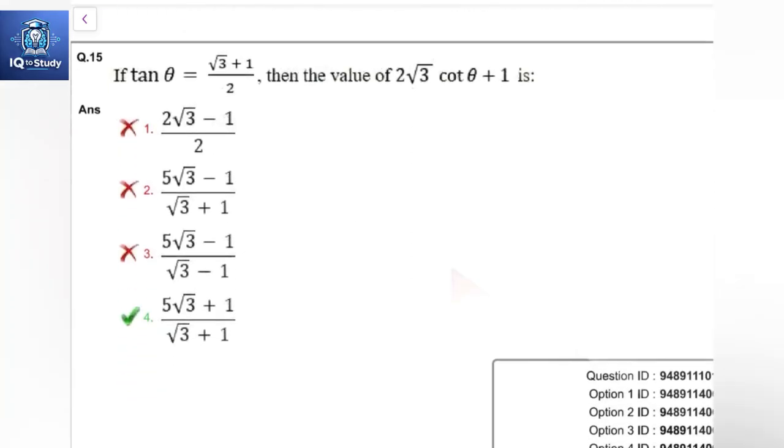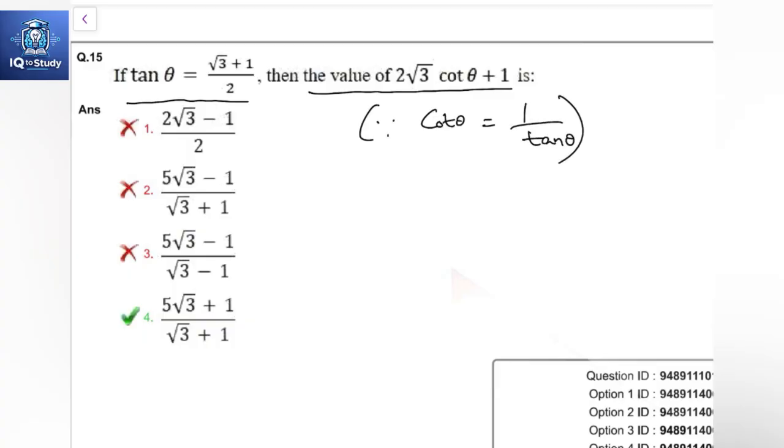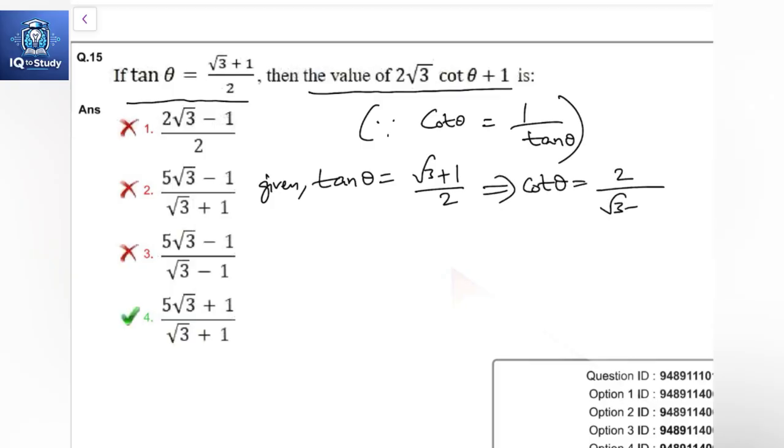If tan theta is equal to root 3 plus 1 by 2, then the value of 2 root 3 cot theta plus 1 is. We know that cot theta is equal to 1 by tan theta. Here, tan theta is given as (root 3 plus 1) by 2, which implies cot theta is equal to 2 by (root 3 plus 1).